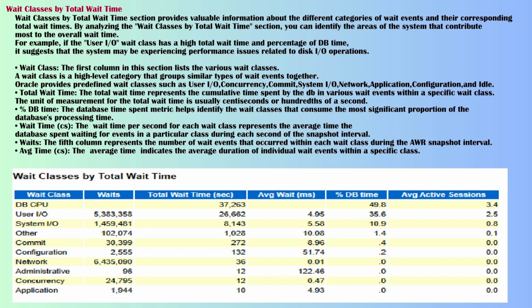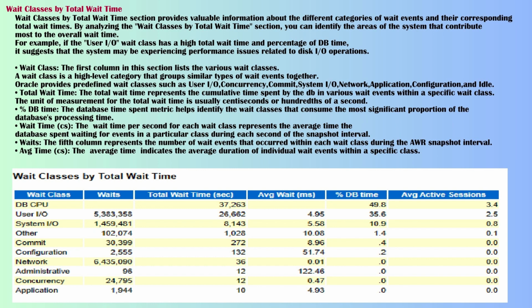Wait class. The first column in this section lists the various wait classes. A wait class is a high-level category that groups similar types of wait events together. Oracle provides predefined wait classes such as user I/O, concurrency, commit, system I/O, network, application, configuration, and idle. Total wait time. The total wait time represents the cumulative time spent by the database in various wait events within a specific wait class. The unit of measurement for the total wait time is usually centiseconds, or hundredths of a second.